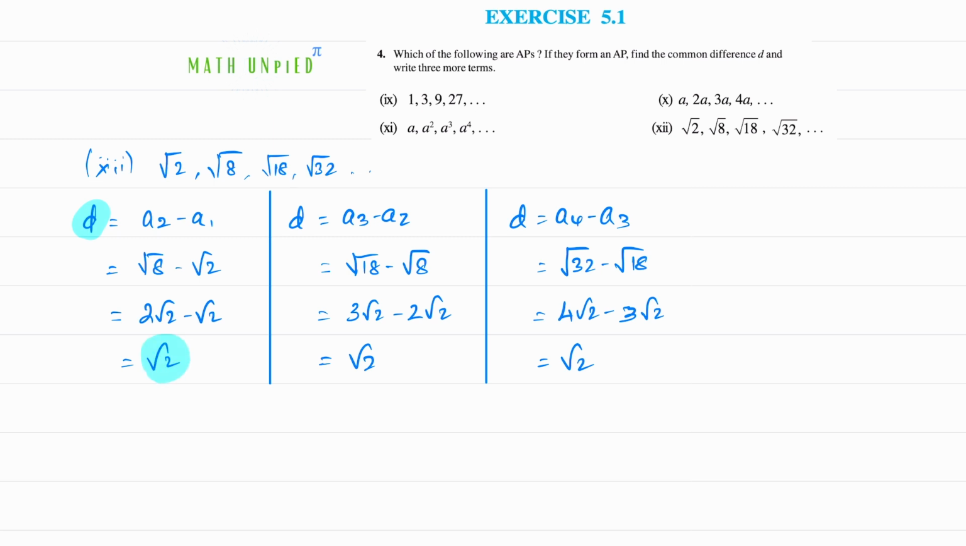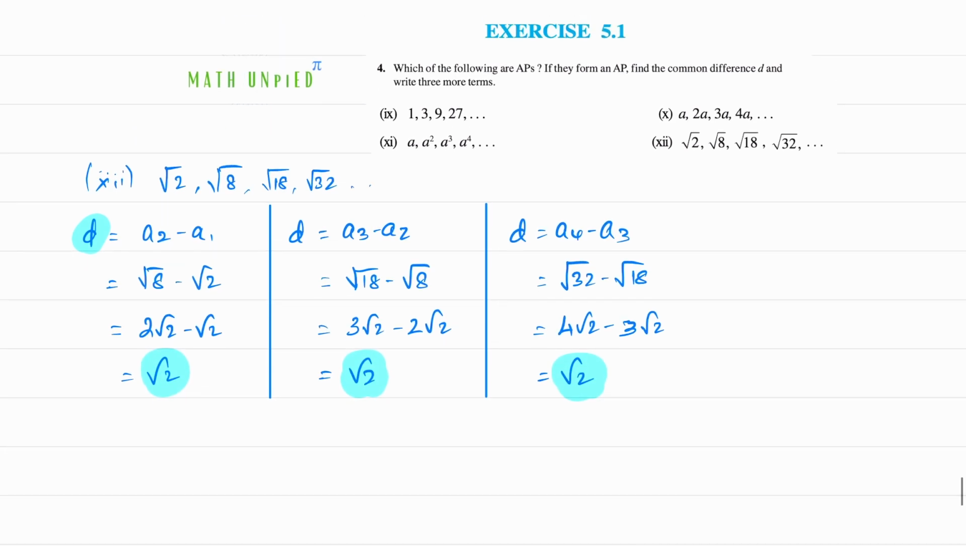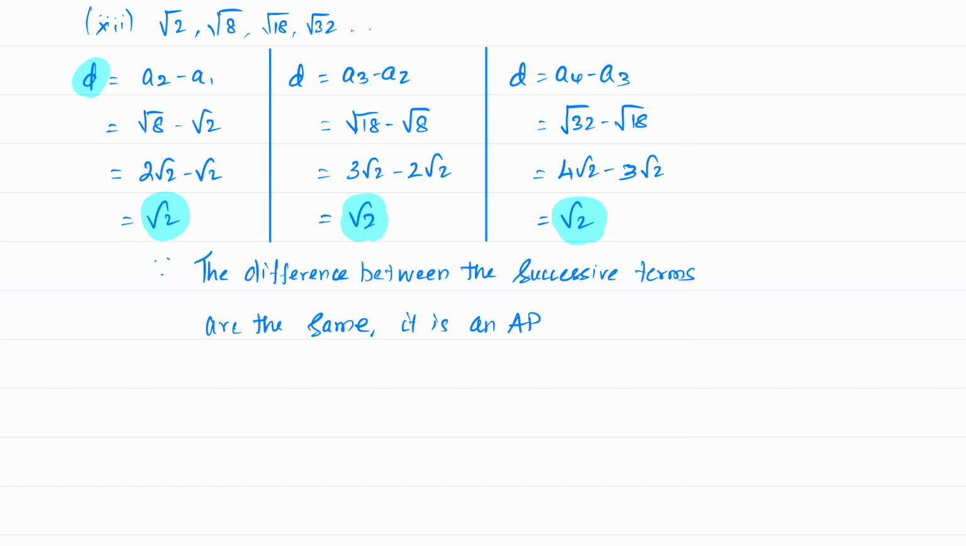Now clearly the common difference is root 2, and we can say, since the difference between the successive terms are the same, it is an AP.